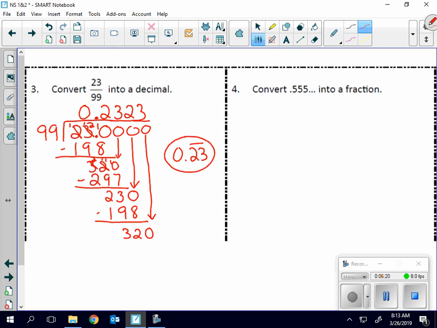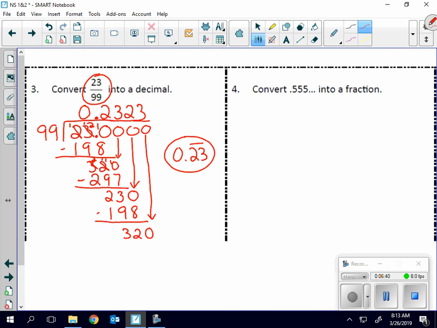And hey, maybe you noticed something. Remember, when something repeats, to change it into a fraction, you just put it over 1 less than what you would have put it over if it was not repeating. Okay, 23 over 99 is 23 repeating. All right, so as you can see here, we're going to do that same thing.